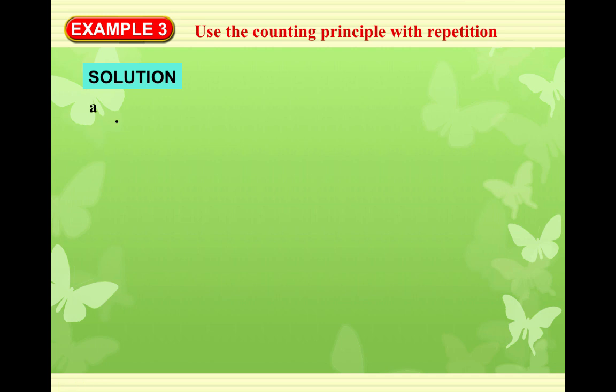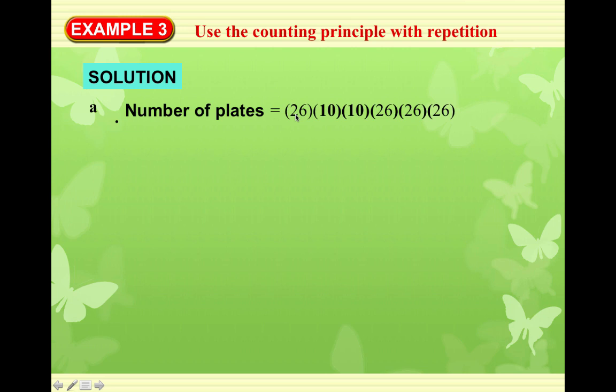All right, for solution A, the number of plates would be 26 for the first letter, 10 times 10 for each of the digits. Remember, it's 0 through 9, so 0 makes your 10th digit, times 3 more letters, so 26 times 26 times 26, and we get 45,697,600.